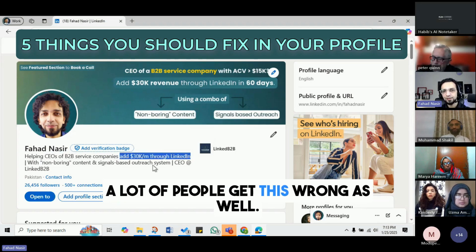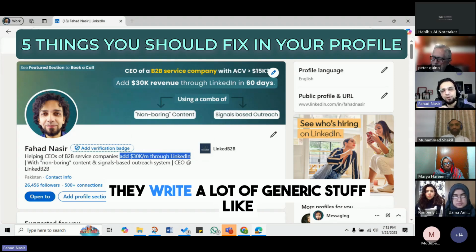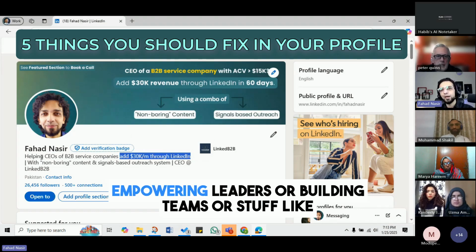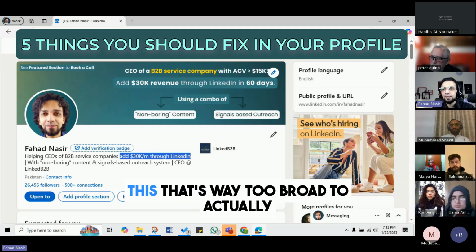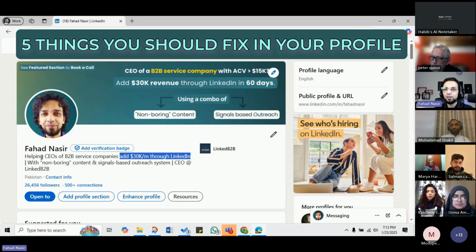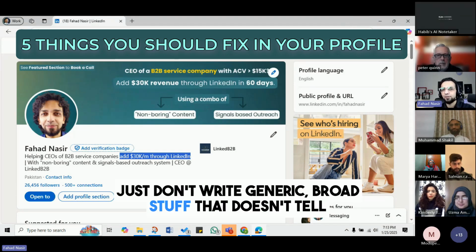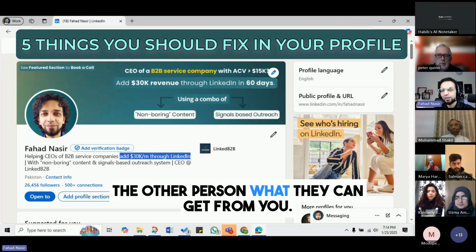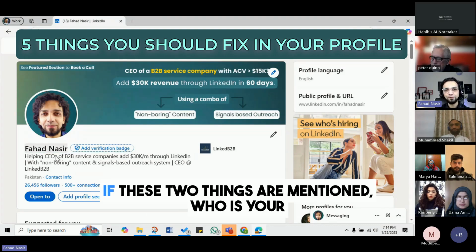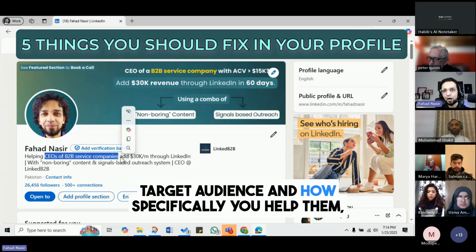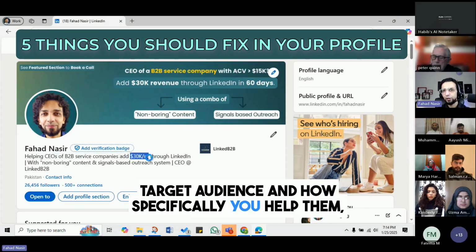A lot of people get this wrong as well. They write a lot of generic stuff like empowering leaders or building teams or stuff like this that's way too broad to actually communicate exactly what you do. Just don't write generic broad stuff that doesn't tell the other person what they can get from you. If these two things are mentioned, who is your target audience and how specifically you help them.